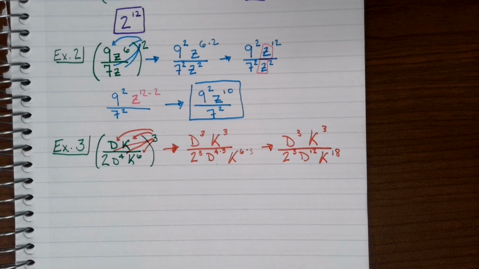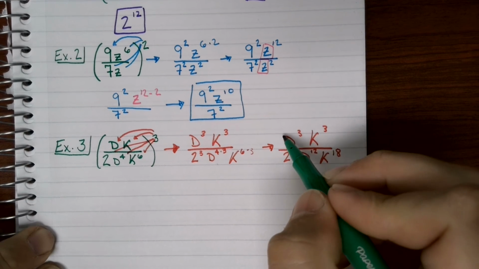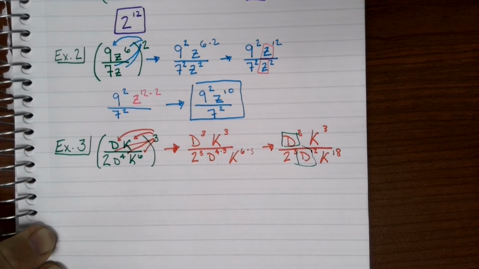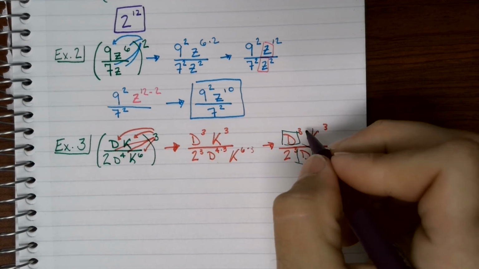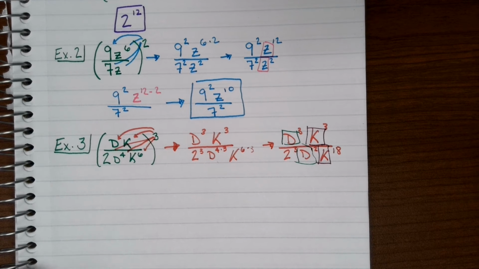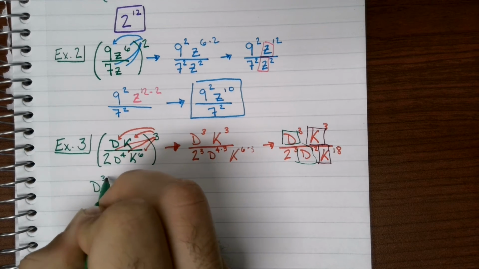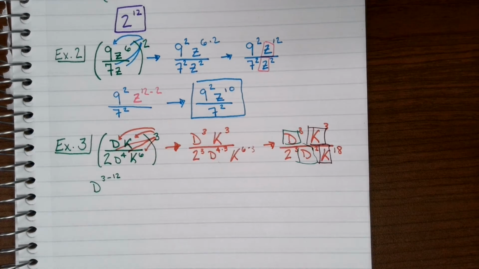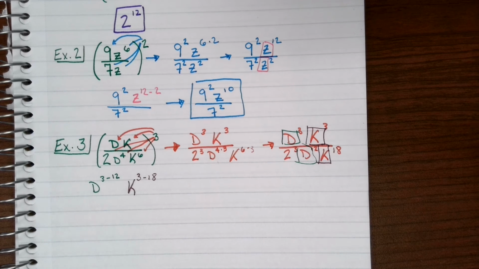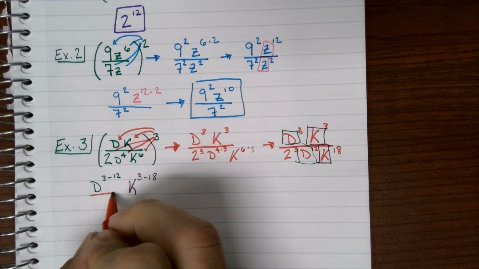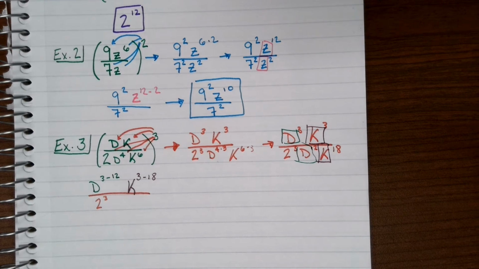We're going to do this one way, and I'm going to do it another way. So we know that we have like bases. I have a D here and a D here. And then I'll do my K's in a different color. And then I have a K and a K, and we're going to subtract. So I would have d to the 3 minus 12, k to the 3 minus 18, and all of that is going to be over whatever's left. And what's left is 2 to the third.